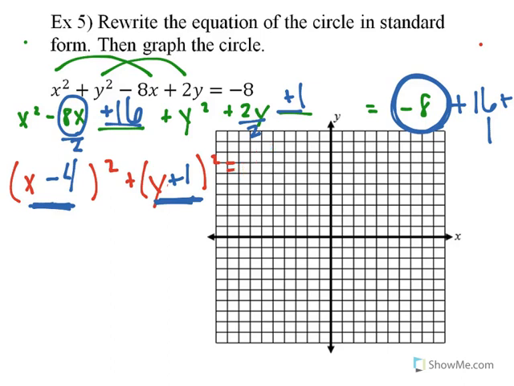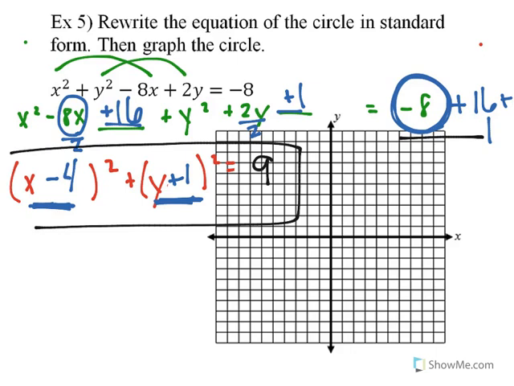So instead of r squared, what's going to be on the right side? -8 plus 16 plus 1 is going to be 9. So this is actually going to be my equation. Okay? The only thing is here we have to take it a step further, which says then graph the circle. So we need to figure out what is my center and what is my radius.